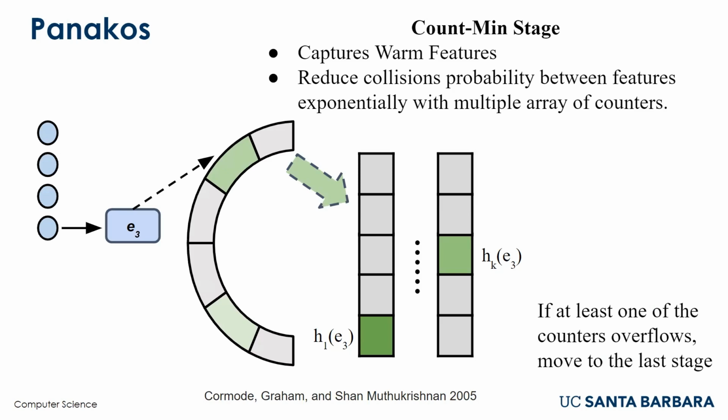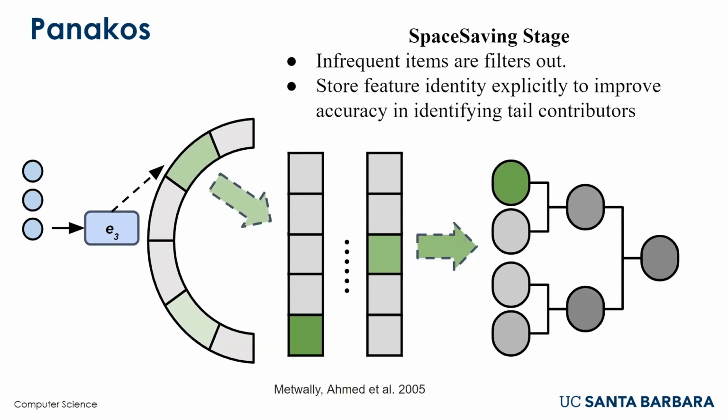Similarly, each hash function will map to a bucket, and we increment the counter of that bucket by 1. If at least one of the counters overflows, then the feature is moved to the last stage. In the last stage, we use space saving. Infrequent features are filtered out, and we store feature identity explicitly to improve accuracy in identifying tau contributors.